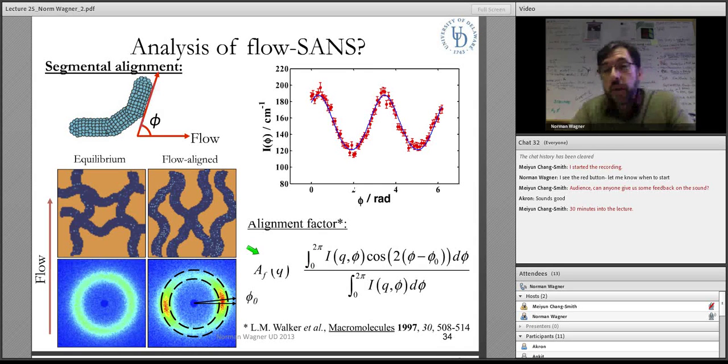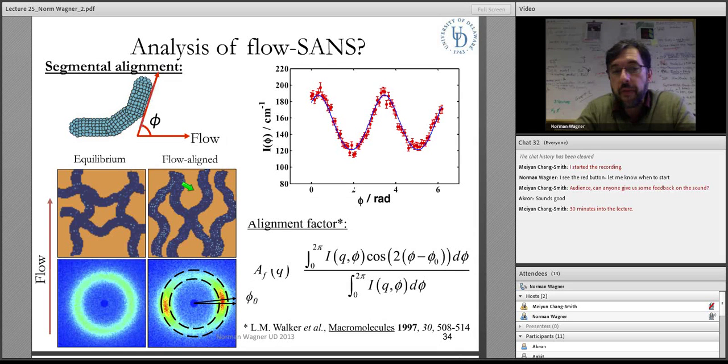Now, our choices for alignment factor are easy. For an isotropic pattern, this integral is 0, so we get 0. For perfect alignment, which this is not, but if we had perfect alignment, we would get an alignment factor of 1, the way this is defined. You can also get an alignment factor of -0.5, which would be if your material tipped orthogonal to the flow. So instead of flow aligning, like shown here, it would be 90 degrees to the flow. You can get that with discotic clays and things like that.